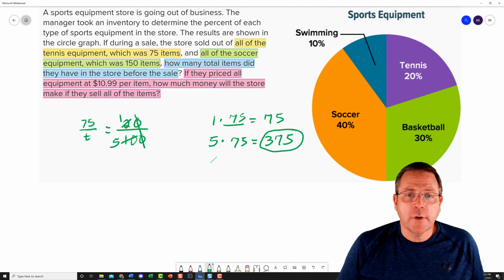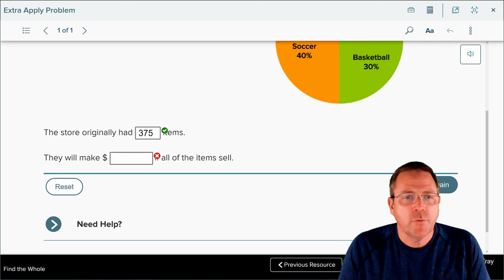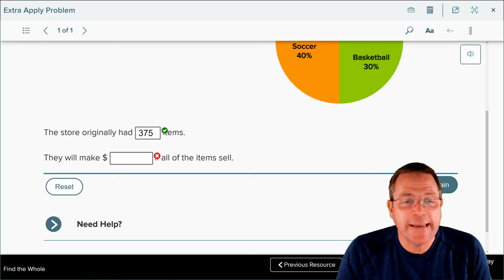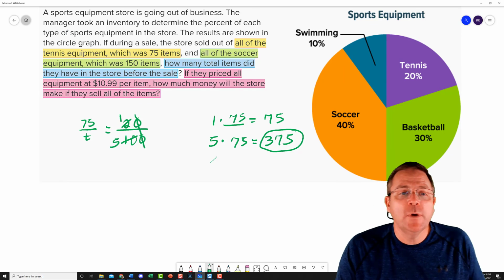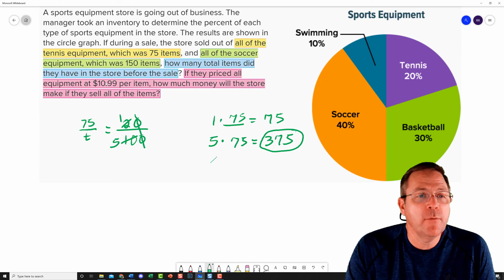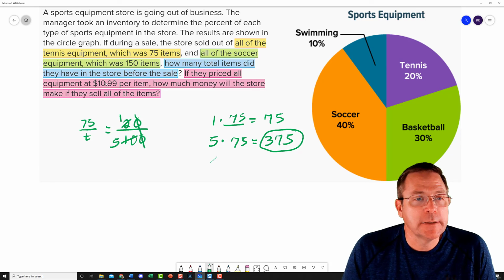Now I'm going to pause that recording. I just want to check that, make sure it's right, that that's the total they wanted. So I plugged the 375 in right, and that is exactly what they were looking for. Now they want to know how much will we make if we sell all items with everything going for $10.99 a piece. So for that one, we're going to have to do some good old-fashioned multiplication.